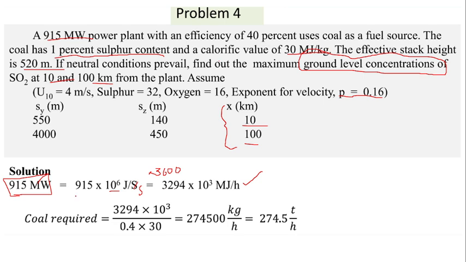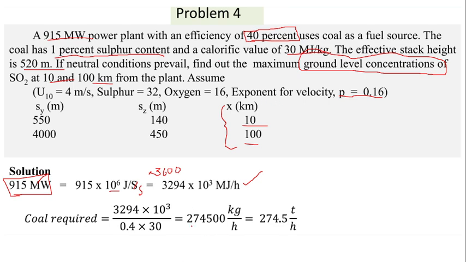Now the amount of coal required: this is a 915 megawatt power plant with an efficiency of only 40%, going to use the coal as the fuel source. So only 40% is converted into this much amount of energy. So how much coal is being used? Again you need to divide the obtained power by 0.4 into 30. 30 is the calorific value of the coal.